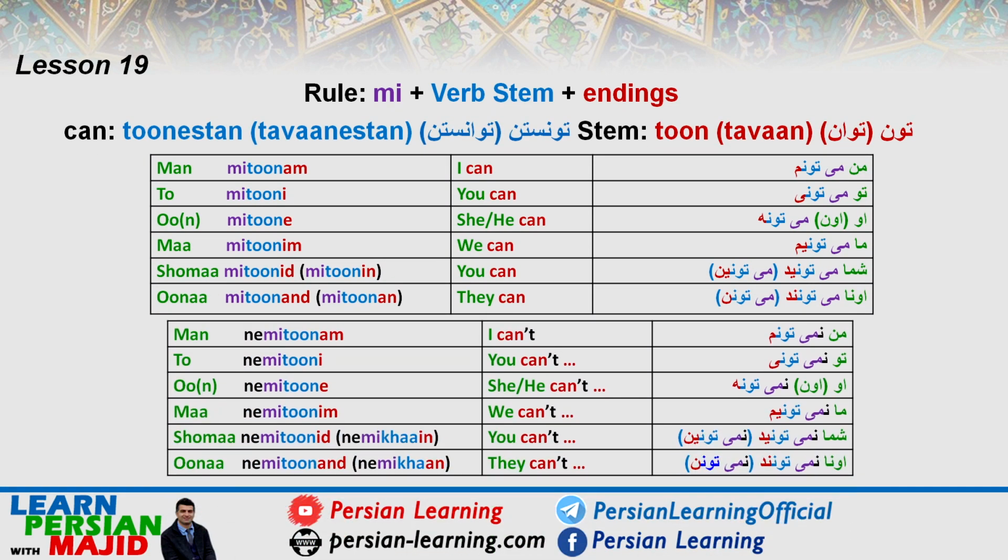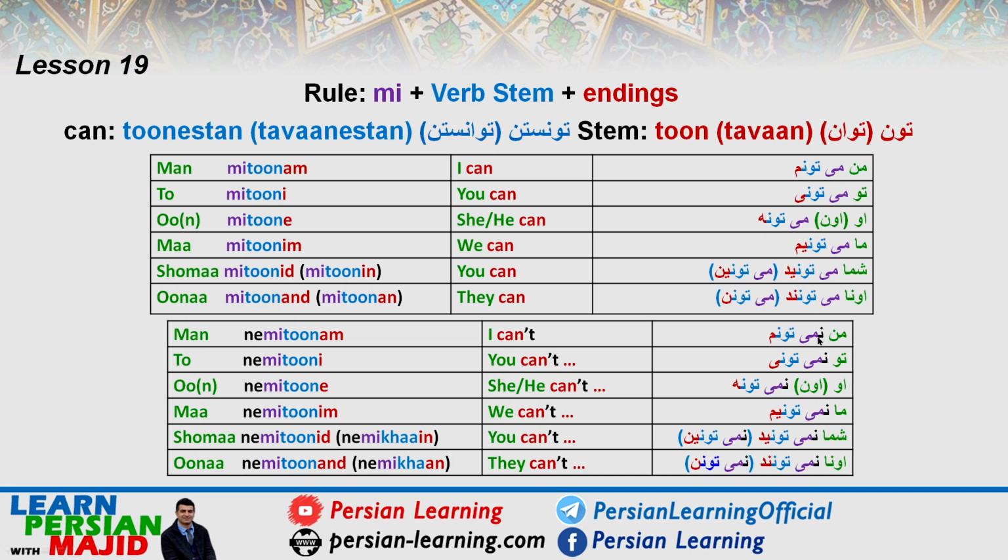So let's conjugate the modal verb can. Can is toonestan, spoken Persian, or tavanestan, formal Persian. The stem for the spoken Persian is toon. For standard Persian is tavan. So as always, this is our rule. می تونم. Standard. می توانم. می تونی. می توانی. So we continue with the spoken Persian. می تونه. می تونیم. می تونید. or میتونین, میتونند, or میتونن.